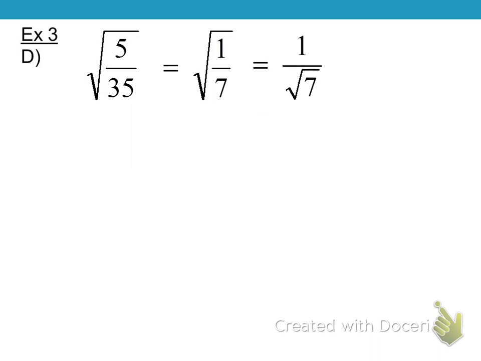Because 1 times 1 is 1. Is this my answer? No. There's a radical in the denominator. You can't have a radical in the denominator. How do I do this? Multiply top and bottom by the radical, top and bottom by square root 7.